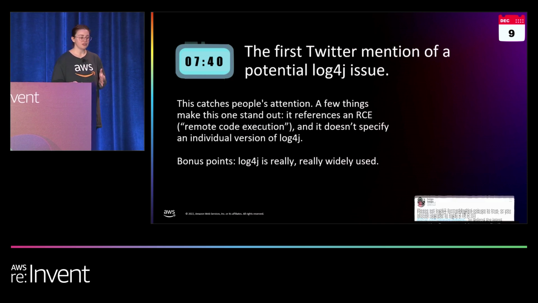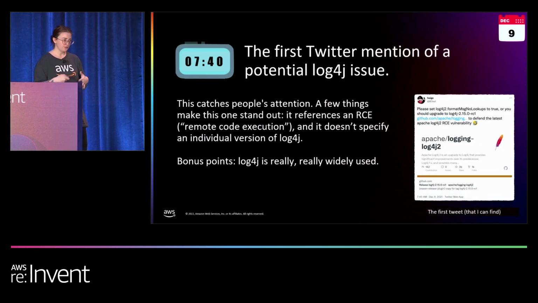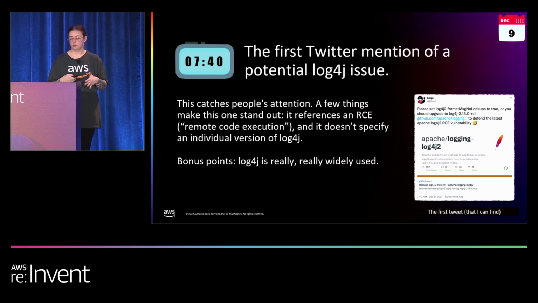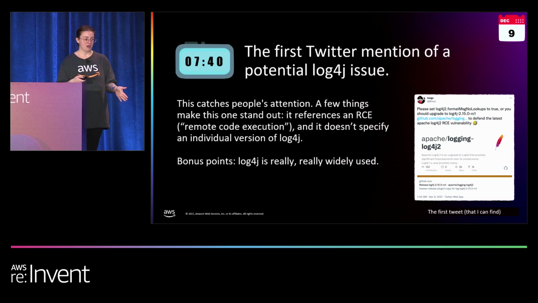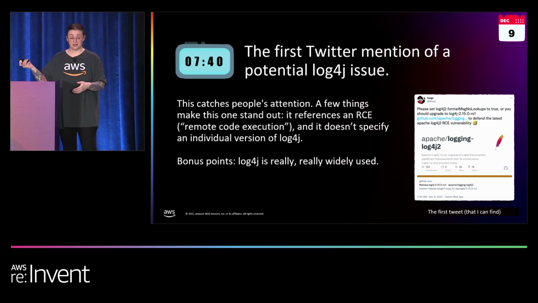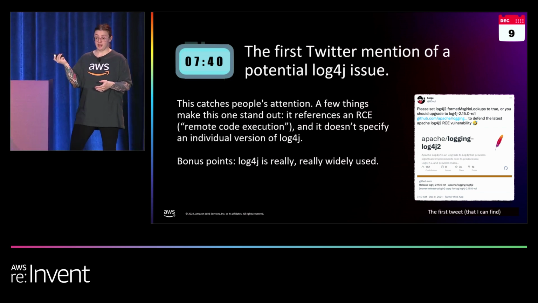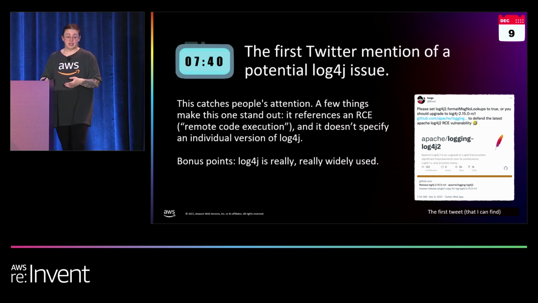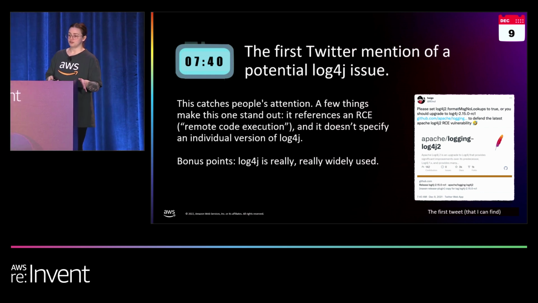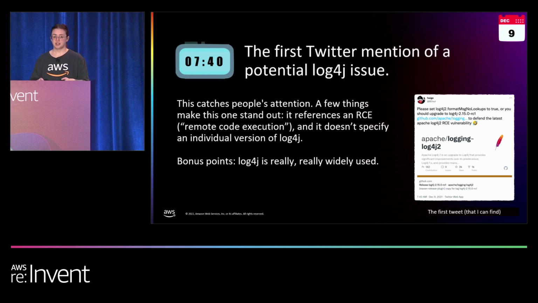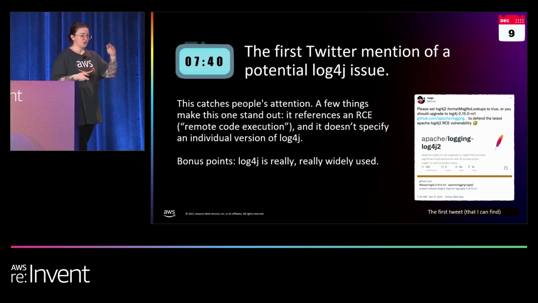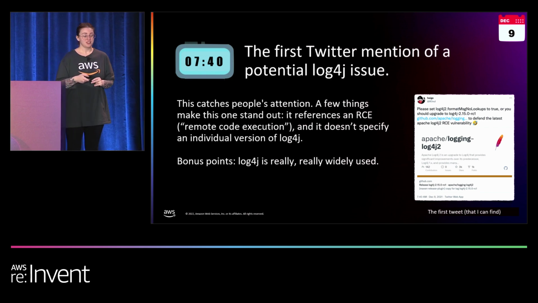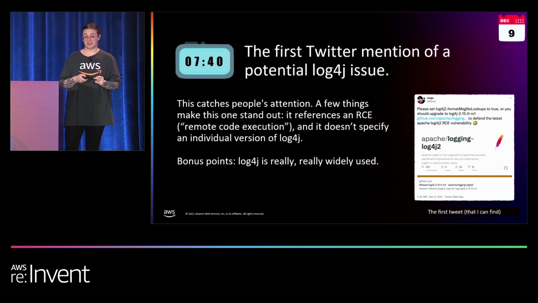This isn't ultimately the first, but it's the first that picks up general publicity, so general steam. And this catches people's attention for a couple of reasons. One, it references an RCE, so remote code execution. And it doesn't specify a specific version of Log4j. Usually, if you write messaging for security issues, you want to scope it down as much as possible. This doesn't do that. This just says Log4j.